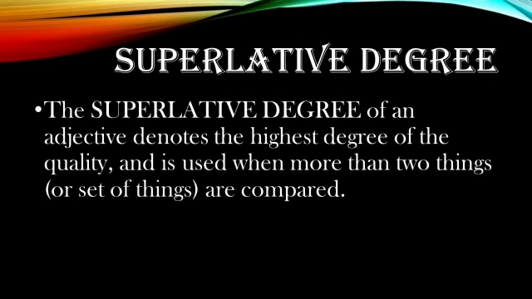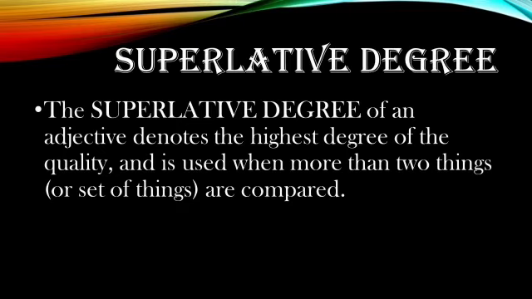Superlative degree. The superlative degree of an adjective denotes the highest degree of the quality and is used when more than two things or sets of things are compared. Now I will give stress on the words highest degree and more than two things are compared.